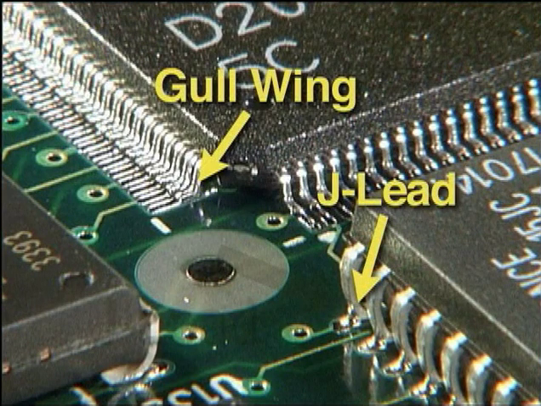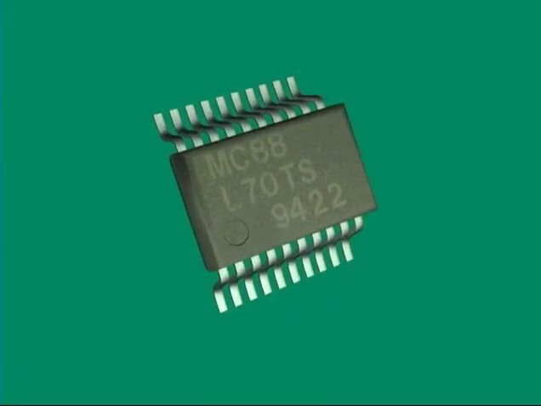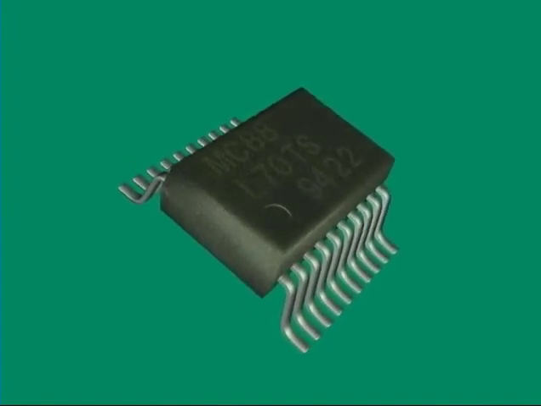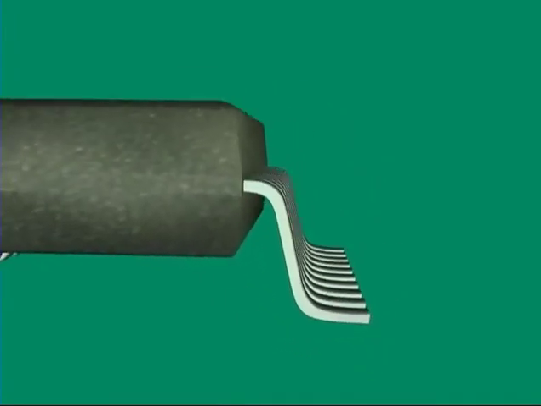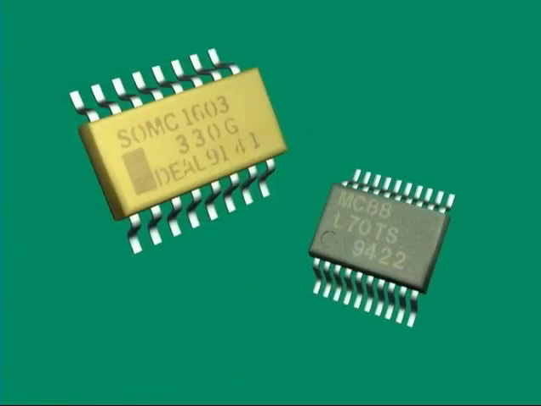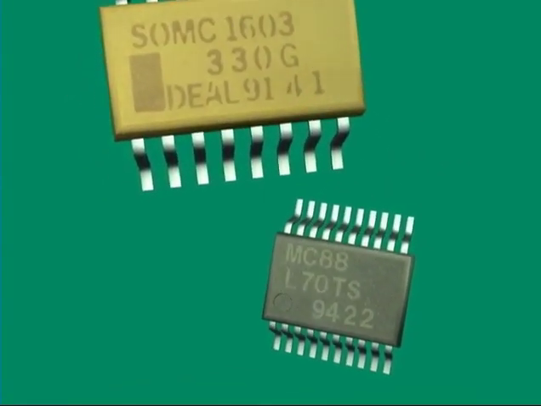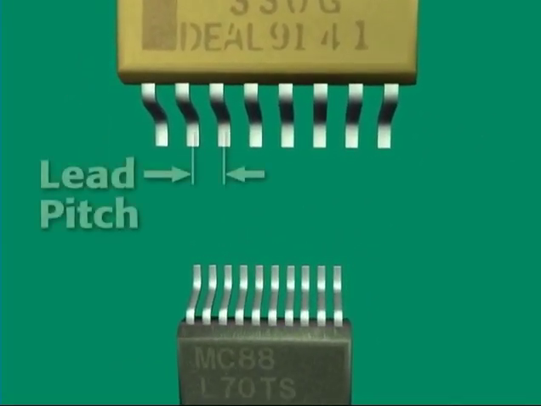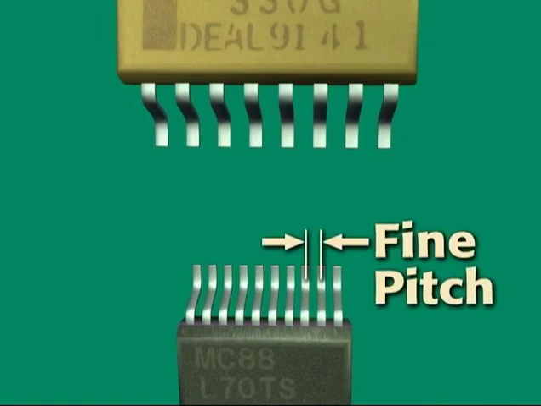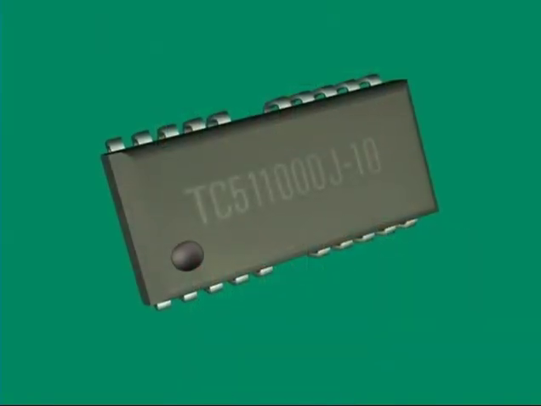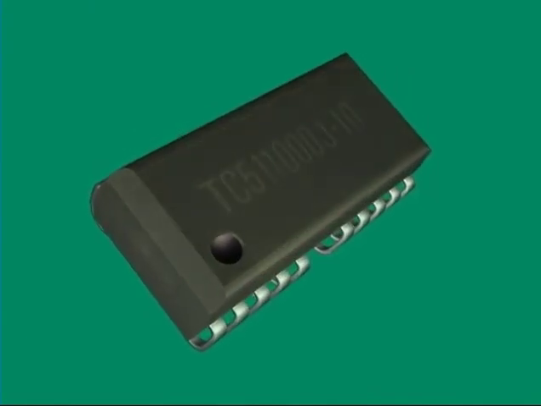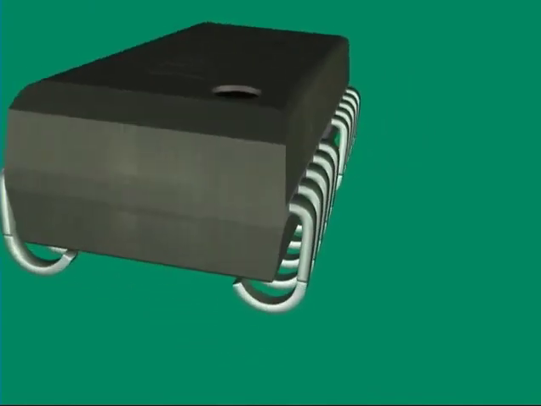Gull wings and J leads are the most common. The gull wing lead is a metal lead that bends down and away, similar to a seagull's wing. Some gull wing components are said to have fine pitch. Pitch is the distance between the center of one lead to the center of the next. Fine pitch means that the leads are spaced very close together. J leads have metal leads that bend down and underneath the component in the shape of the letter J.